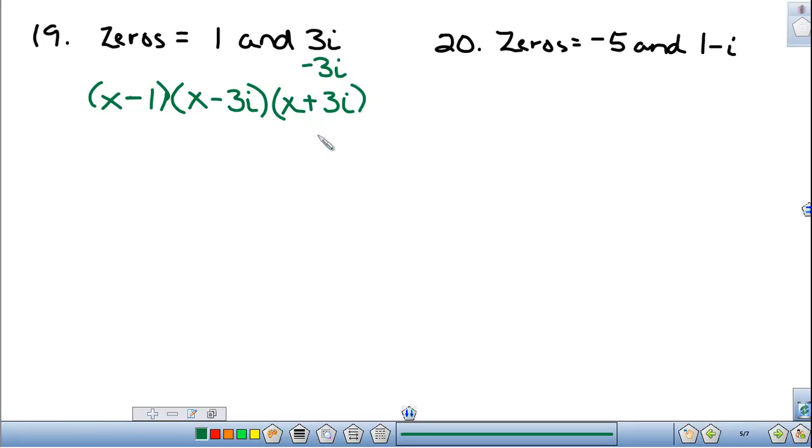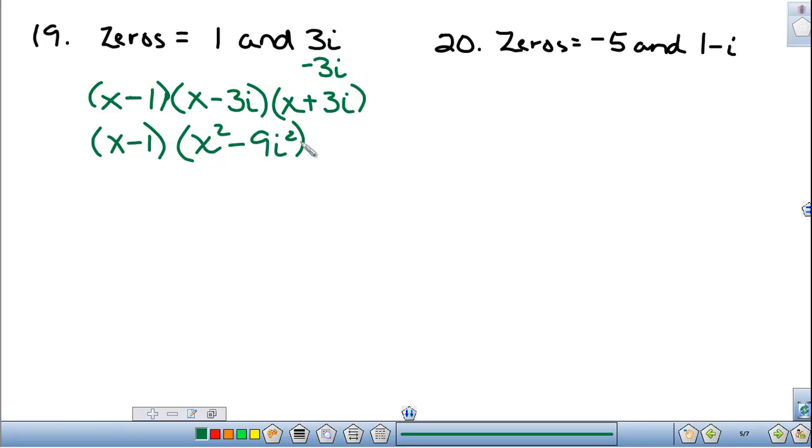Next, we're going to multiply two at a time. Now I'm going to choose to multiply these two instead of these two because I know that when I multiply conjugates, the template I'm going to use is a squared minus b squared. This is an a plus b, a minus b format, so I know that the answer is going to be a squared minus b squared. I'm going to write this x minus 1 out in the front, and when I multiply these two together I'm going to get x squared minus 9i squared.